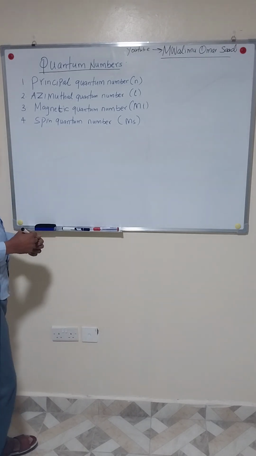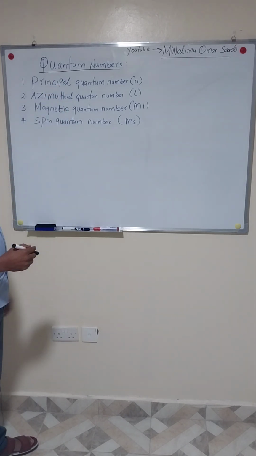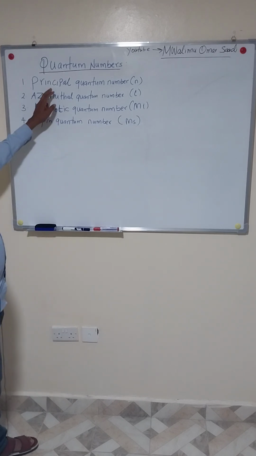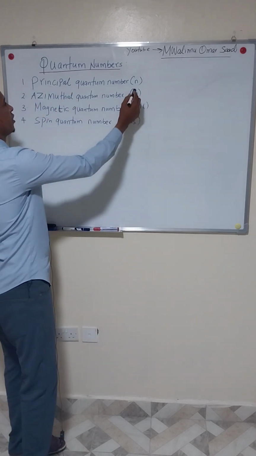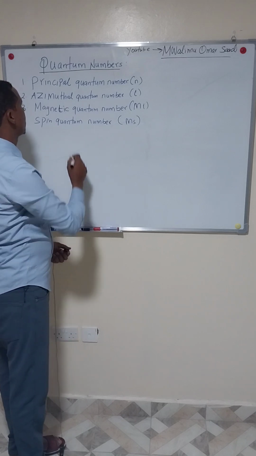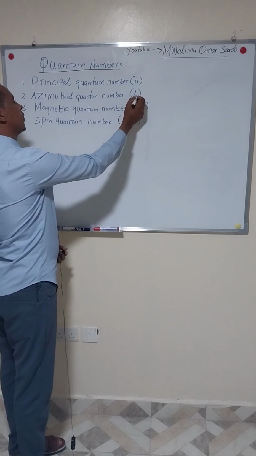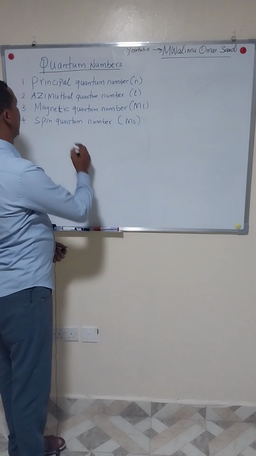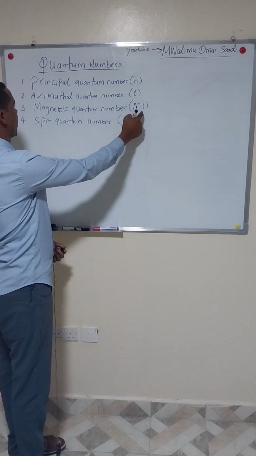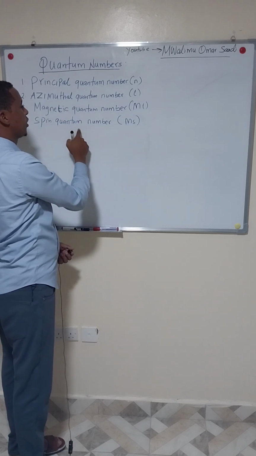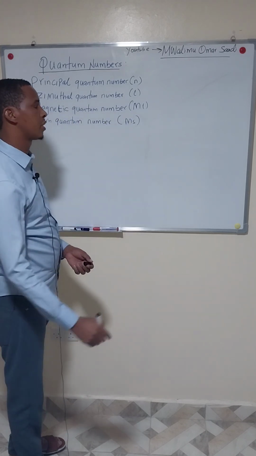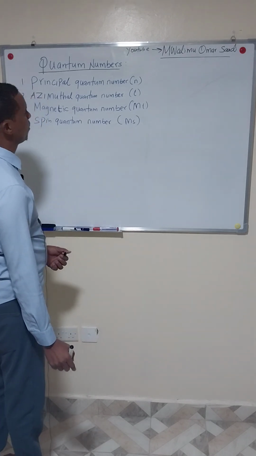So in this video, we will look at quantum numbers. Generally, there are four quantum numbers. That is the principal quantum number, which is denoted by letter N, the azimuthal quantum number, which is denoted by letter L, the magnetic quantum number, ML, and the spin quantum number, which is denoted by letter MS.